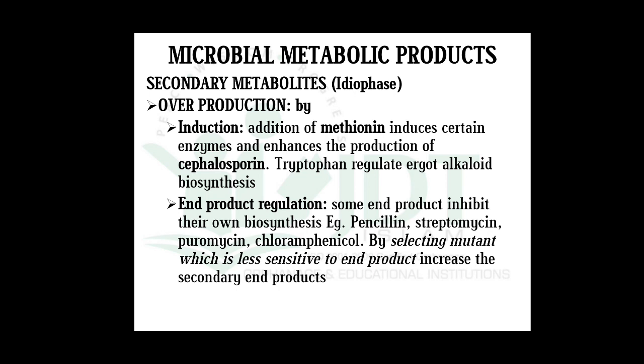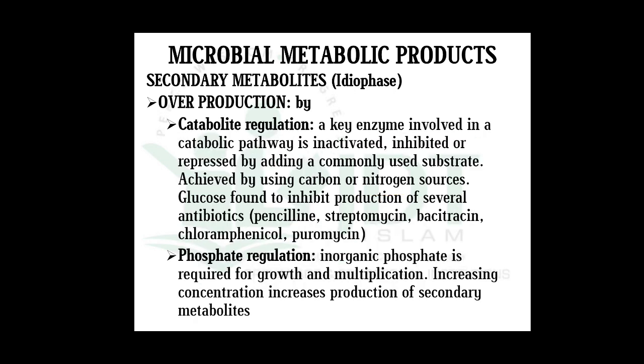The second one is end product regulation. Sometimes the end product inhibits the growth of its own biosynthesis, for example penicillin, streptomycin, puromycin and chloramphenicol. By selecting a mutant which is less sensitive to the end product, we can increase the secondary end products. So these are the methods for the overproduction of secondary metabolites.